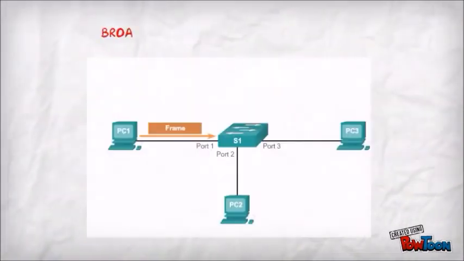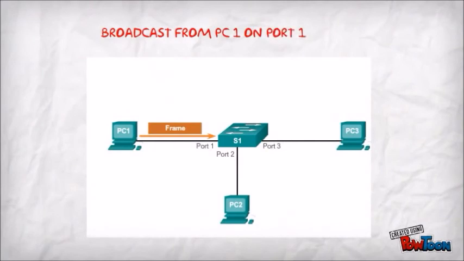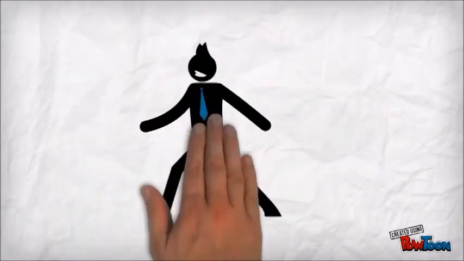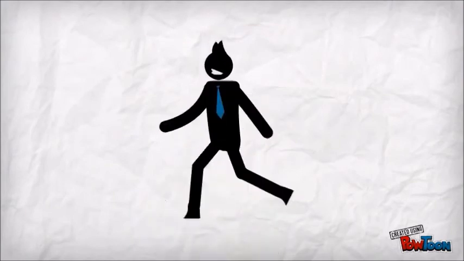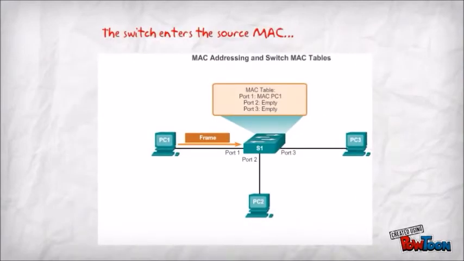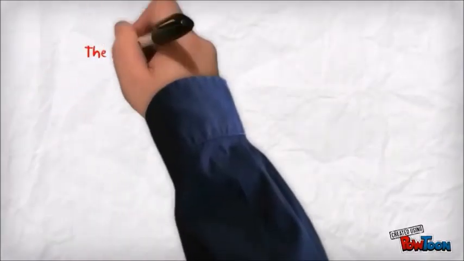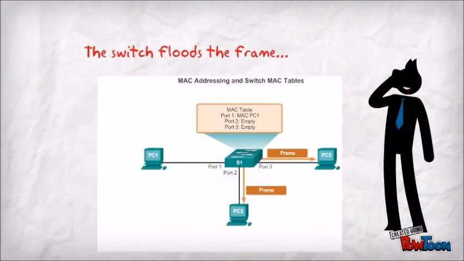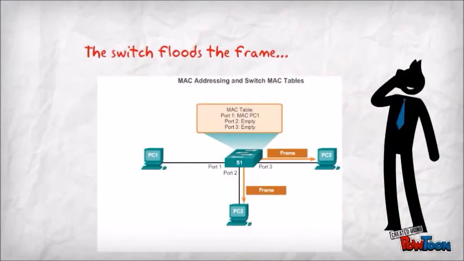The switch receives a broadcast frame from PC1 on port 1. The switch enters the source MAC address, on the switch port that received the frame, into the address table. Because the destination address is a broadcast, the switch floods the frame to all ports except the port on which it received the frame.